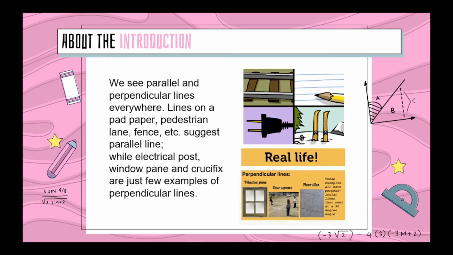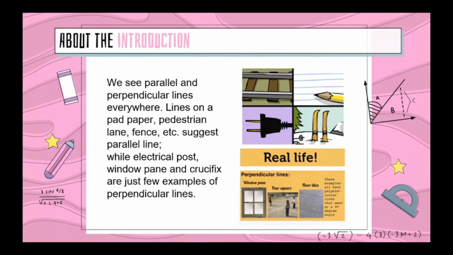Okay, so based on the pictures that you saw, we see parallel and perpendicular lines everywhere. Lines on a pad paper, on a pedestrian lane, on a fence, on the electrical post or electrical wirings. Those lines suggest parallel lines, while the electrical post with the wire, the window pane and the crucifix are just few examples of perpendicular lines. And we already defined the parallel lines and perpendicular lines in our previous lesson, but let us have a recall.